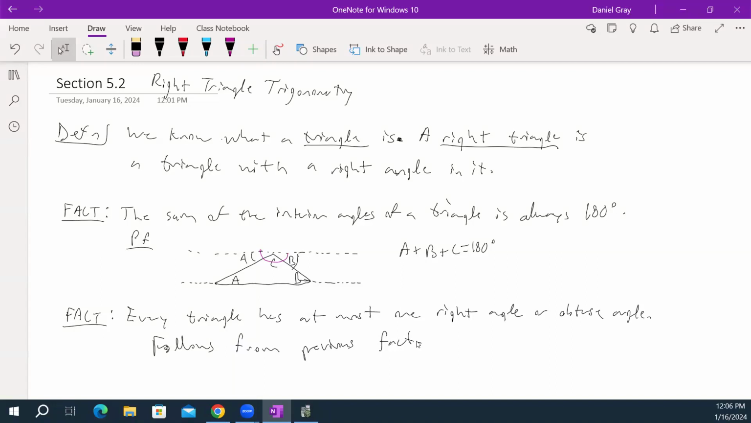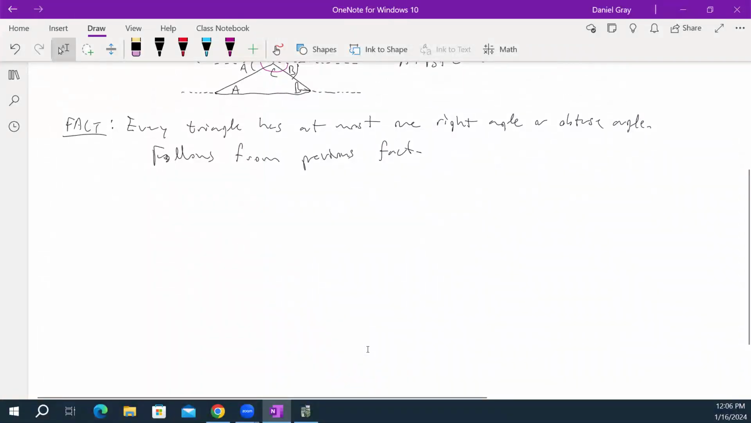And so that's why every right triangle has exactly one right angle. All right, let's do another definition here. Again, these are things we're probably all familiar with from high school geometry. In a right triangle, the side opposite the right angle, which of course will be the longest side of the triangle.